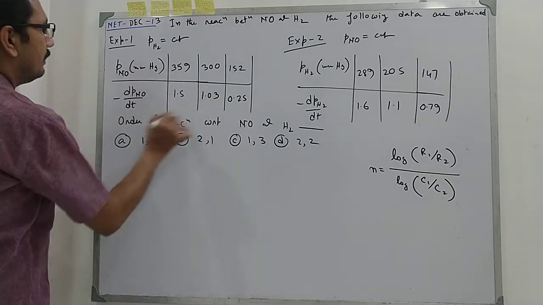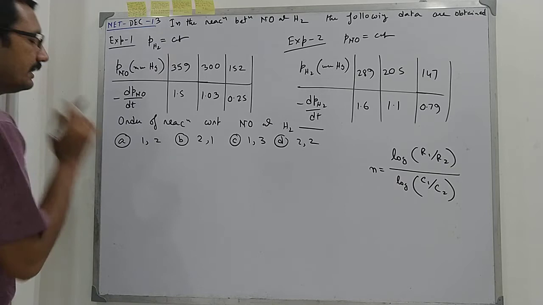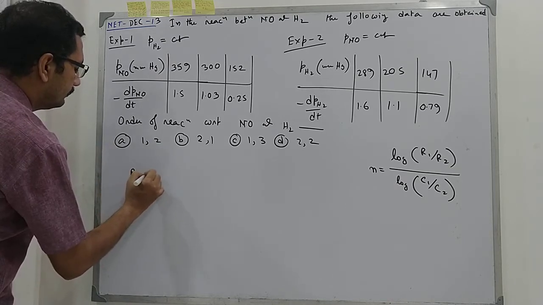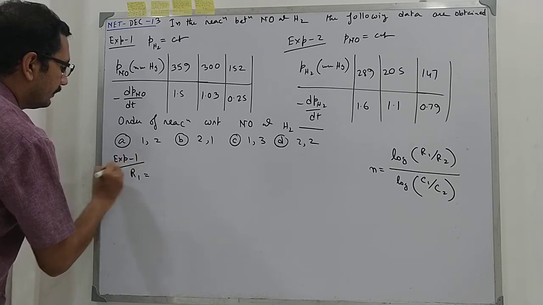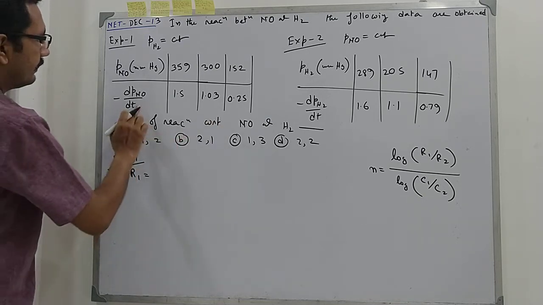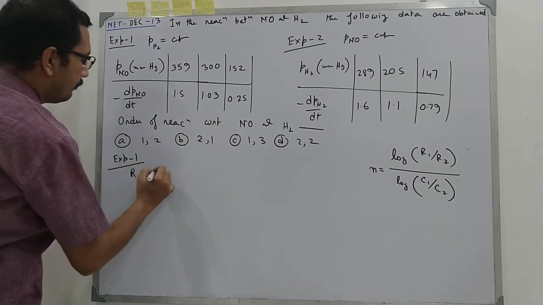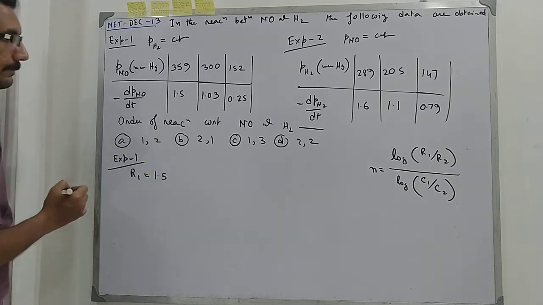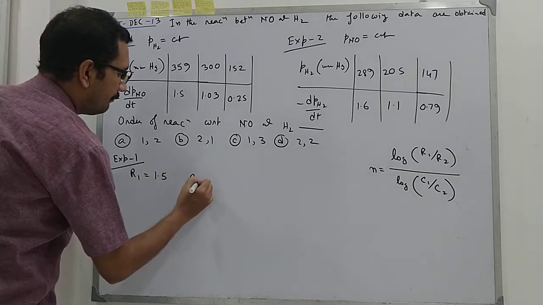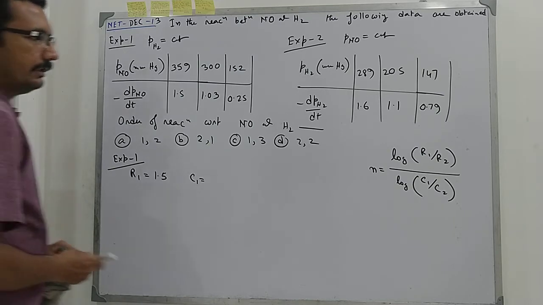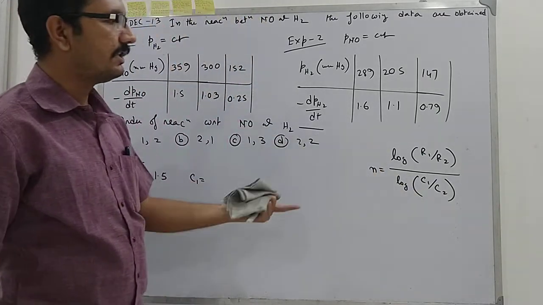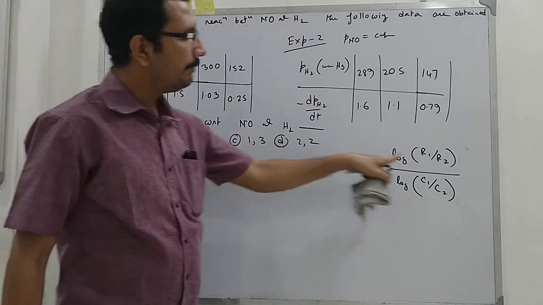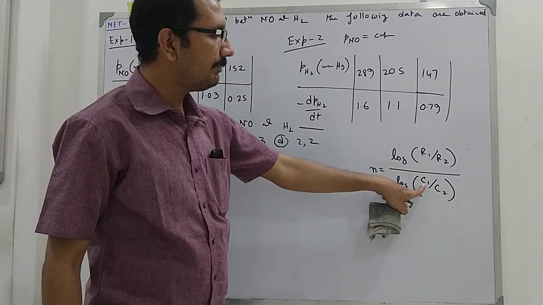Now first we will deal with this problem. So here you see R1 for experiment 1. You see R1, that is the rate, equals 1.5, for which C1 equals, now here you see it is given as pressure, but concentration is proportional to the pressure. So we can replace this C1 by P1.